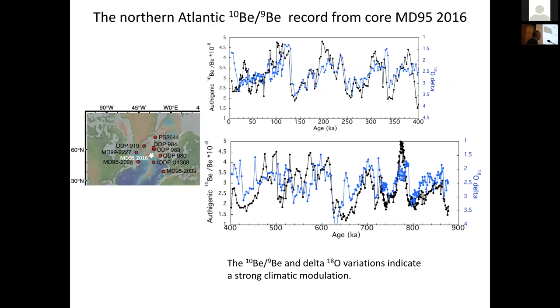The answer is partly here. It happens that when we compare the beryllium 10 over beryllium 9 nodes that we have been looking at over the entire interval with the isotopic record that was performed on exactly the same samples from the same core, we see that they are exactly the same. What is in cause?